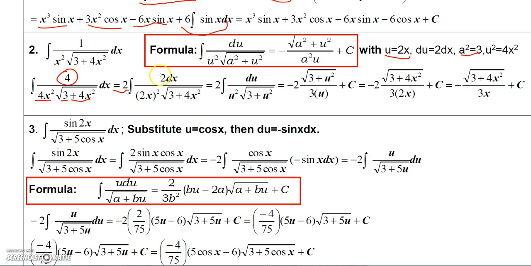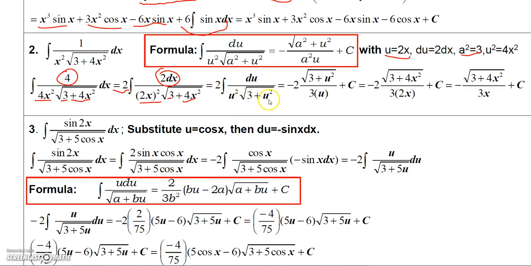So now I have it. The 2dx is the du. This is 2x quantity squared, so that's u squared. And this is the square root of 3 squared plus 2x quantity squared, so this is a squared plus u squared. So now I have it in the proper form, du over u squared times the square root of 3 plus u squared.